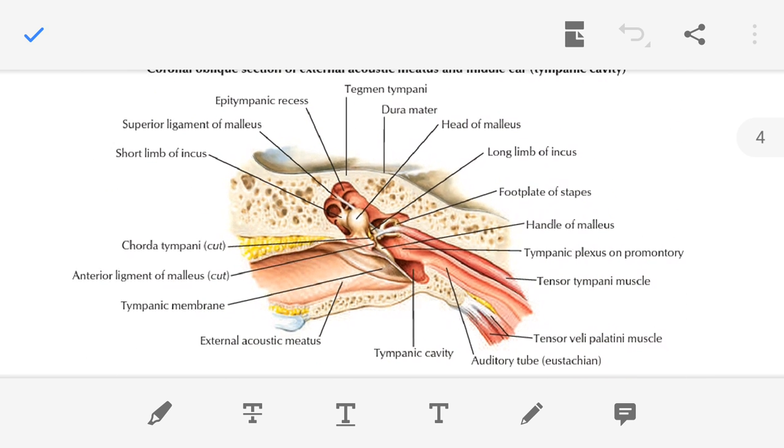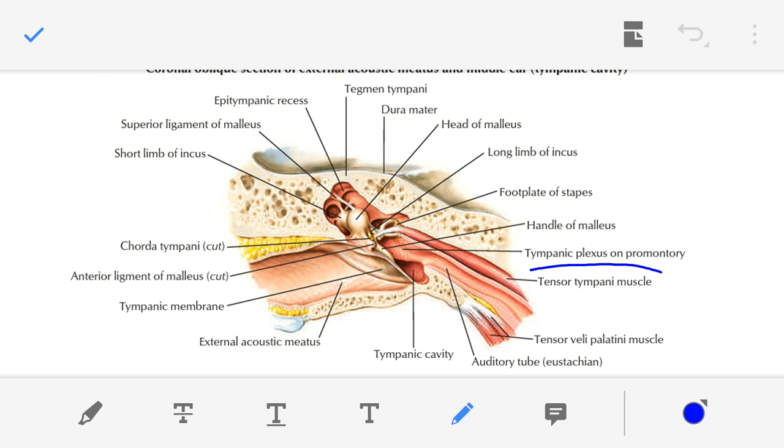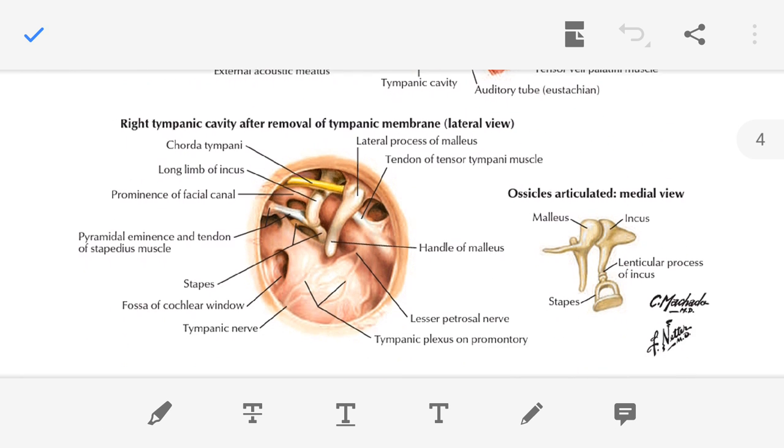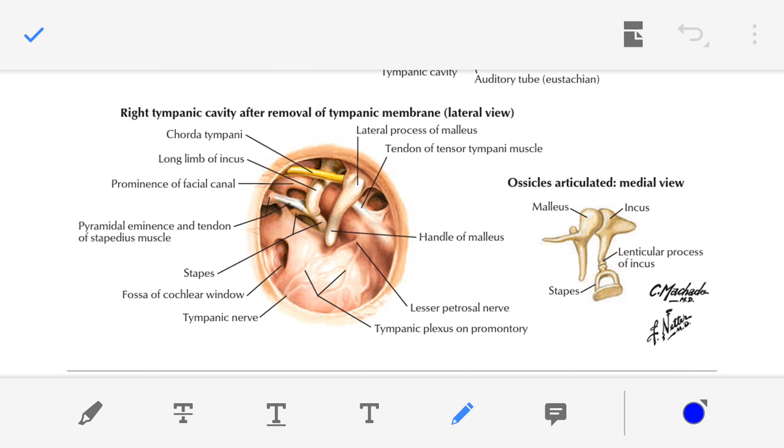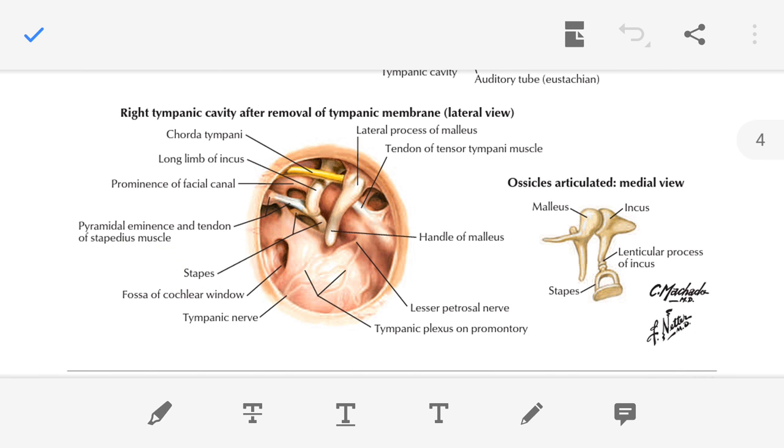See, tensor tympani muscle, this one, tensor tympani muscle, and see, pyramidal eminence and tendon of stapedius muscle. Okay, stapedius muscle. And you can see the stapes. So with the stapes, this stapedius muscle is attached.